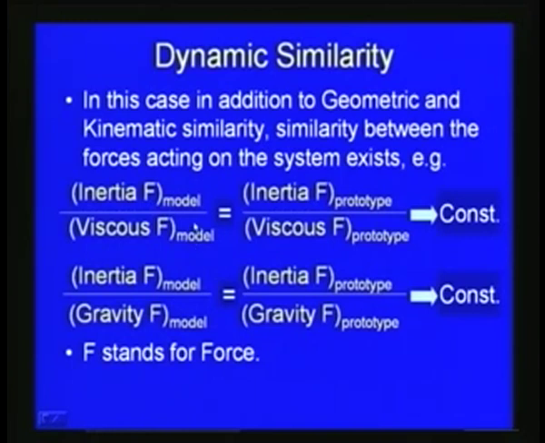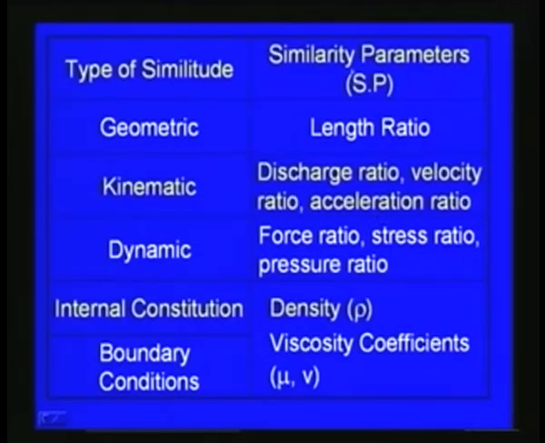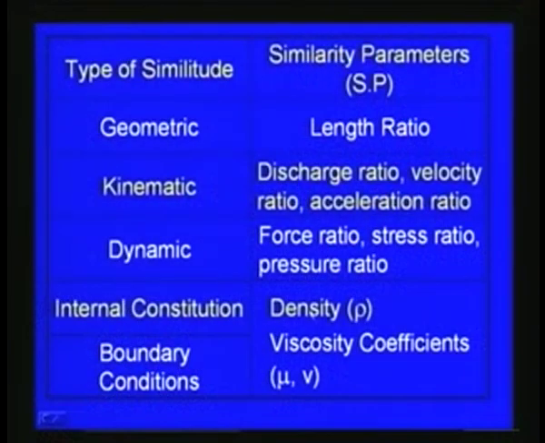Similarly, when we consider the fluid model, the inertia force of the model divided by the gravity force of the model should be equal to the inertia force of the prototype divided by the gravity force of the prototype. So that is constant. Here F stands for force. Finally, when we do the similitude, for geometric similitude the similarity parameters are mainly the length ratios; for kinematic similitude, the similarity parameters are the discharge ratio, velocity ratio and acceleration ratio; and for dynamic similitude, the parameters are force ratio, stress ratio or pressure ratio.